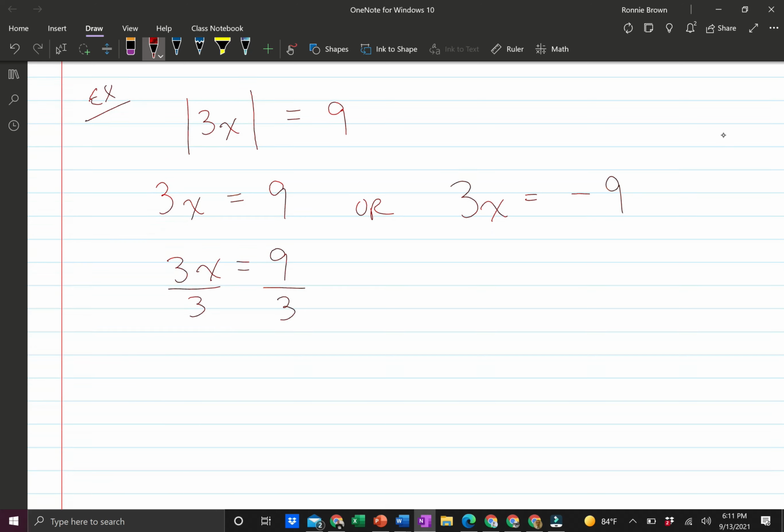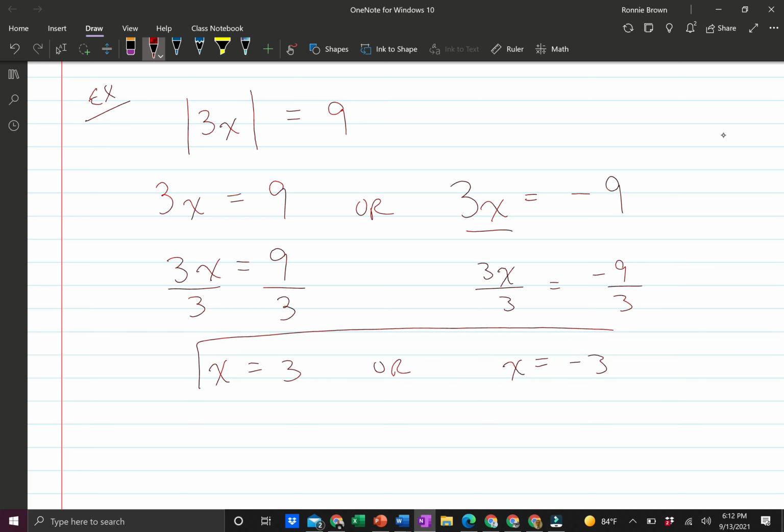After such, we go ahead and solve 3x equals 9 just by how we solve simple linear equations. So divide both sides by 3. 9 divided by 3 is 3. Or here, divide both sides by 3 again, right? 3x divided by 3, negative 9 divided by 3, and x is equal to negative 3. So our answers are positive 3 and negative 3.